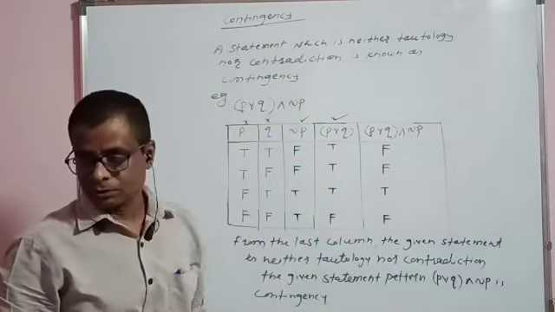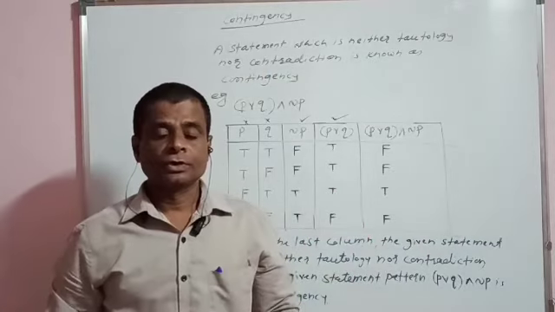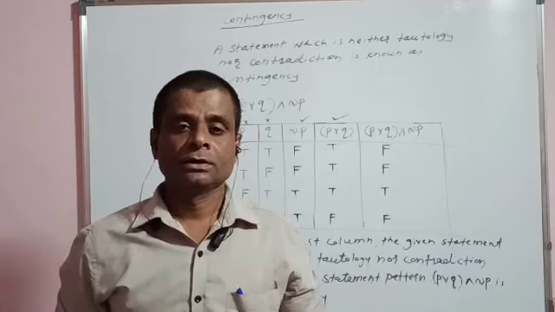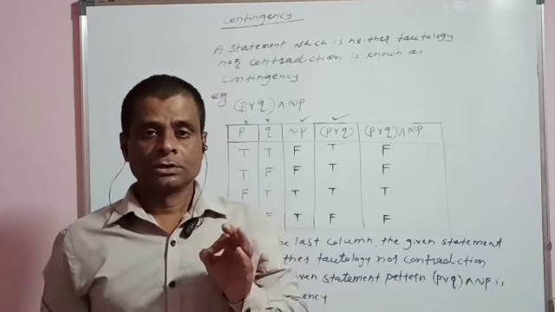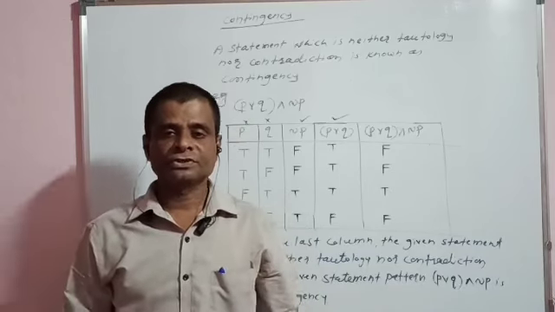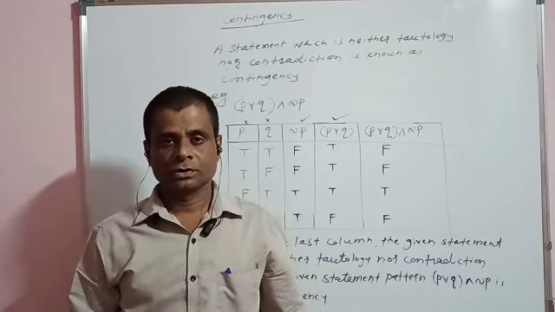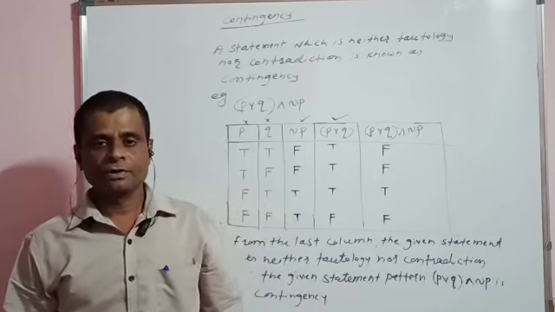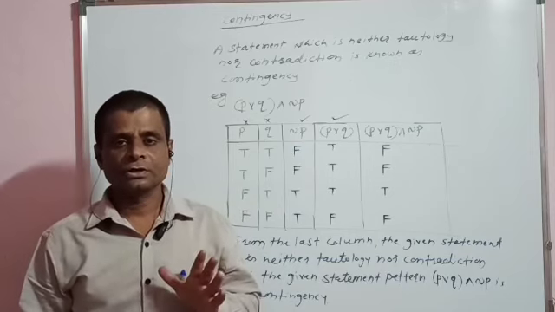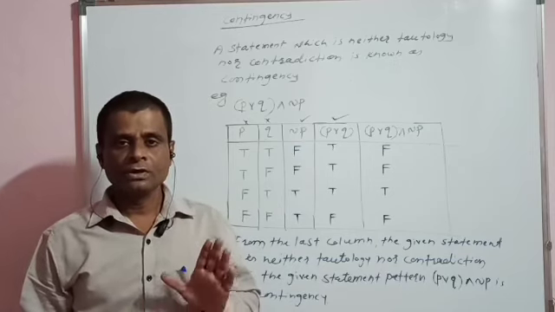So in today's class, we have seen how to construct the truth table for a given statement pattern. What is the meaning of tautology? What is the meaning of contradiction? What is the meaning of contingency?